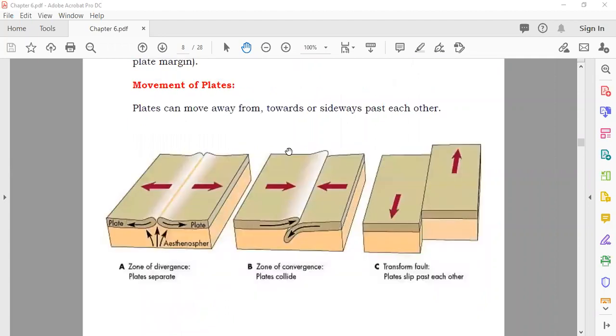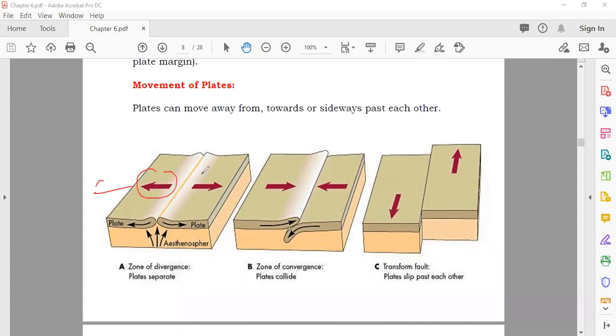Now movement of plates. The tectonic plates under the earth can move in three ways. Number one, when they move away from each other, you can see this is going to this side, this is going to this side. So they are moving away from each other. Second, they move towards each other. Third one, when they slide with each other. One is going this direction, other is going to this direction. So it means they are sliding.